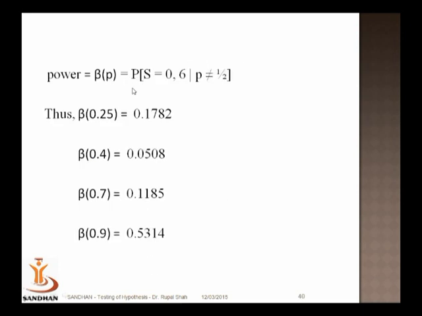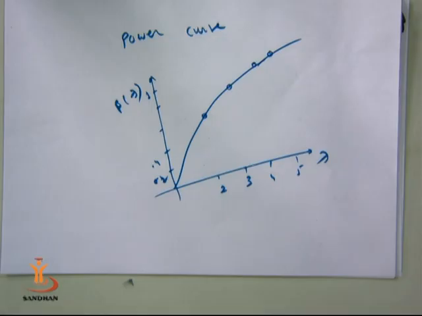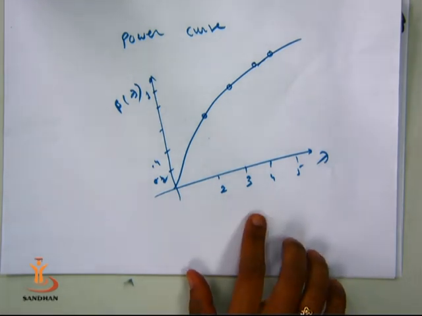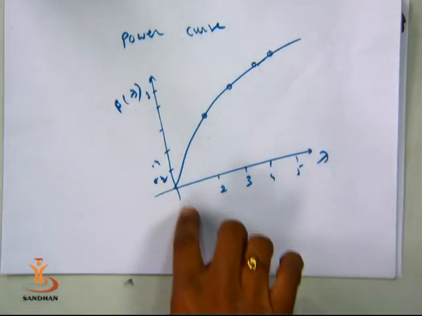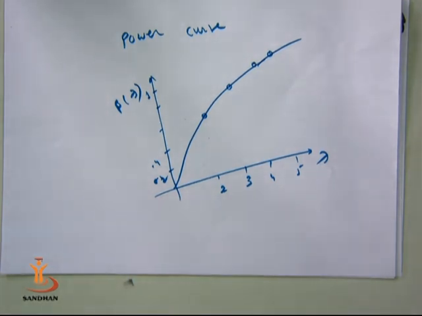Similarly, if you want to find the power, it is the probability of rejection of H0 when p is not equal to half. So different from 1 by 2, you can take different values of p. For example, I have taken 0.25, 0.4, 0.7, 0.9, and you have to compute the probability that S takes value 0 or 6. Under these different p values, you will get this power. Similarly, we will get the power function as we plotted it for the Poisson distribution, a similar kind of power curve. Here you have to plot p versus beta p, so you will get the power curve.